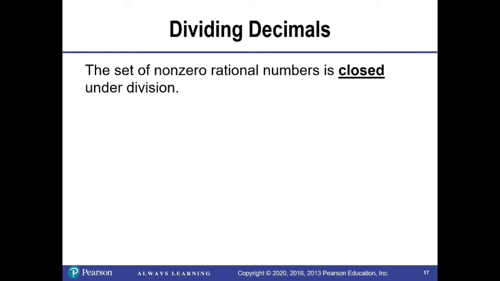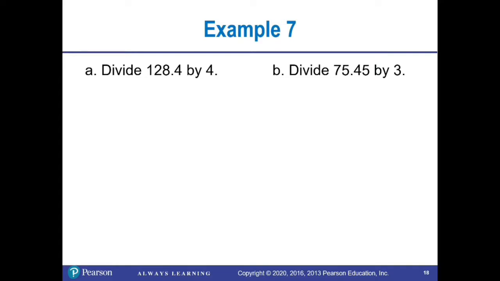The set of non-zero rational numbers is closed under division. That means if I divide two rational numbers, then my answer is a rational number. In our first example, we're going to look at a way to divide, but this is not necessarily the algorithm that you may have learned. This will help us build up to that algorithm. So let's look at part A.